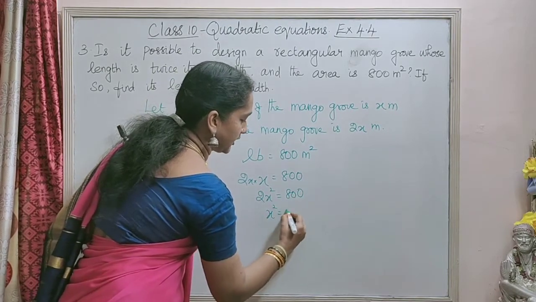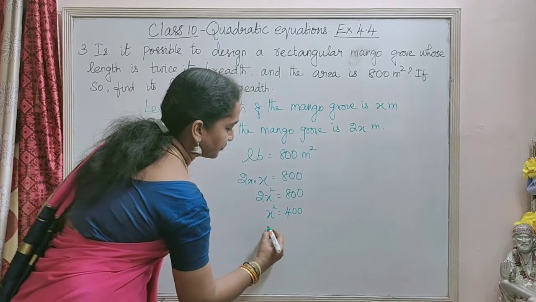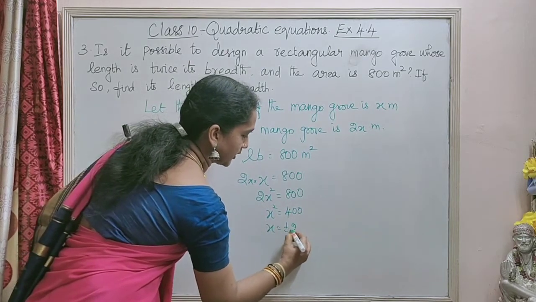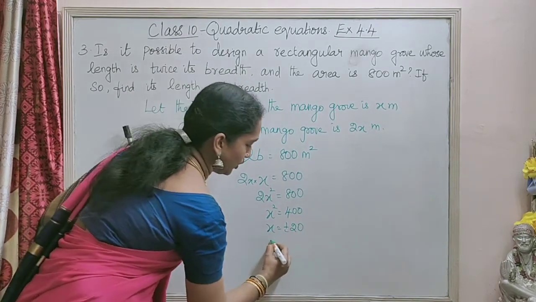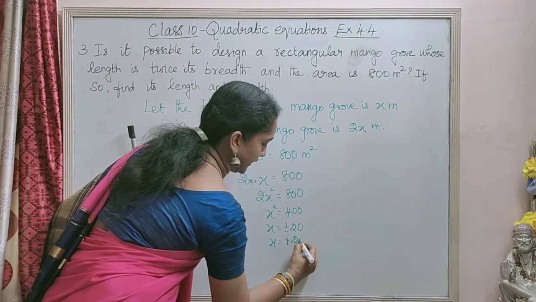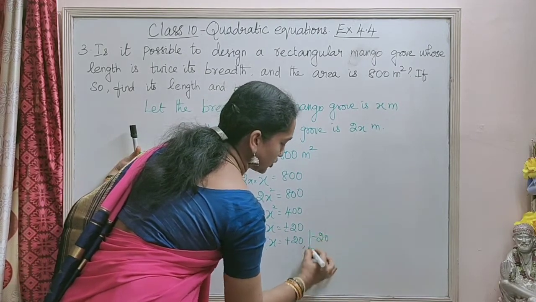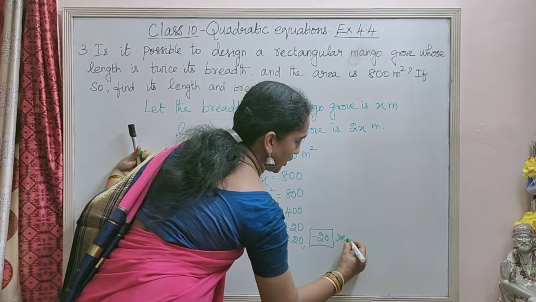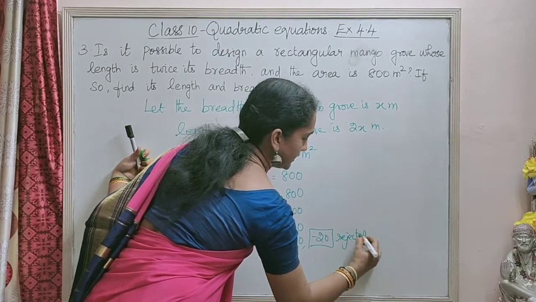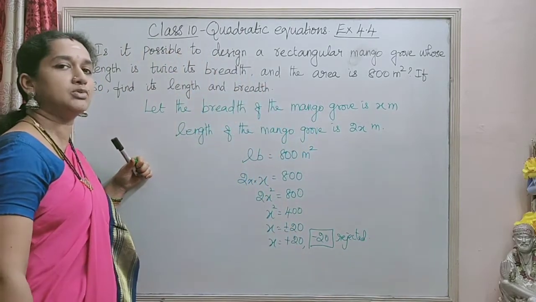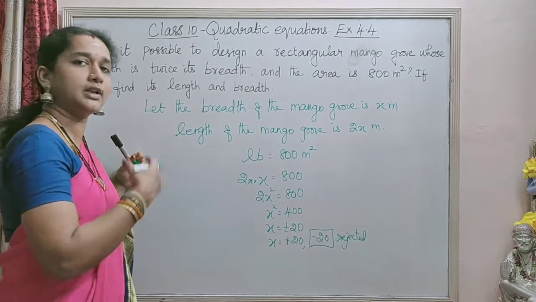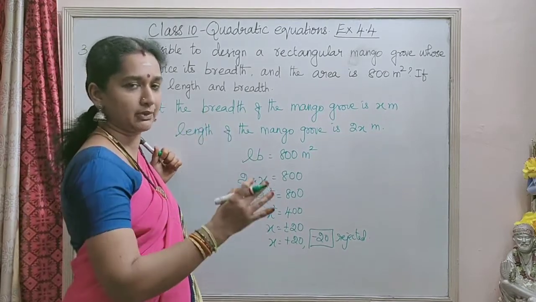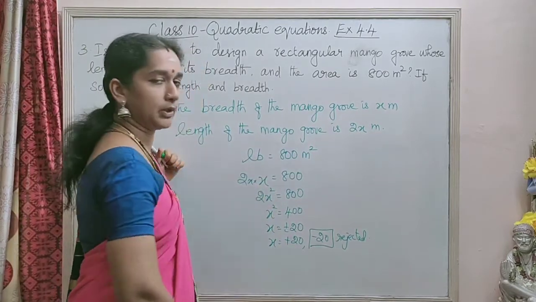So, x squared is equal to 400 and x is equal to plus or minus 20. So, x is equal to plus 20 and minus 20. So, minus 20 is not possible. So, we will reject that. Why? Because we won't be getting negative values for the length, breadth and all, for the dimensions of the sides. So, x is equal to plus 20.